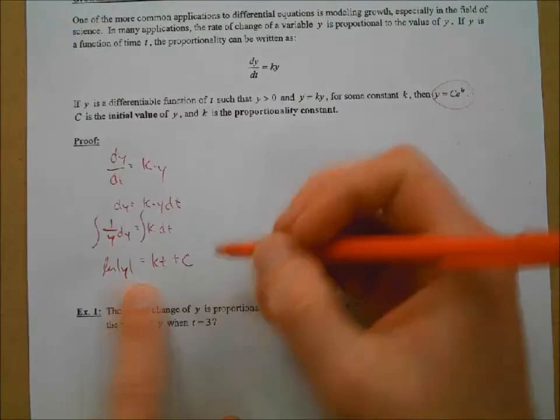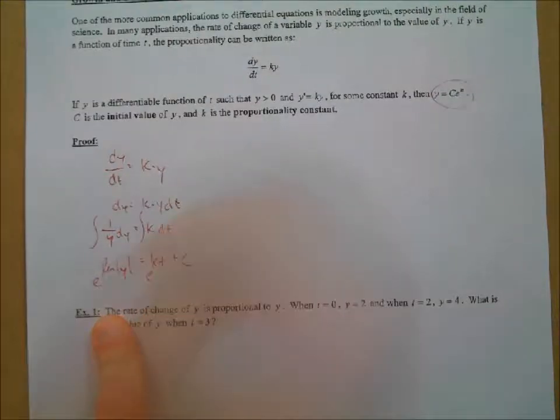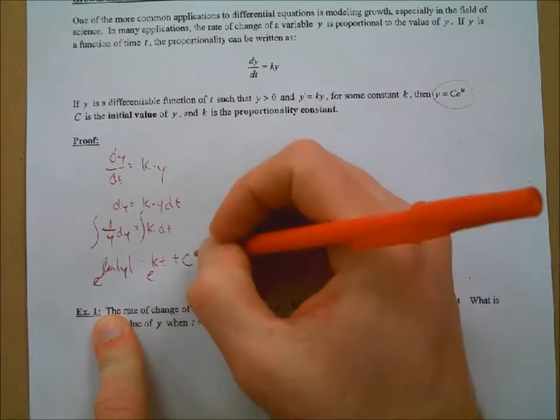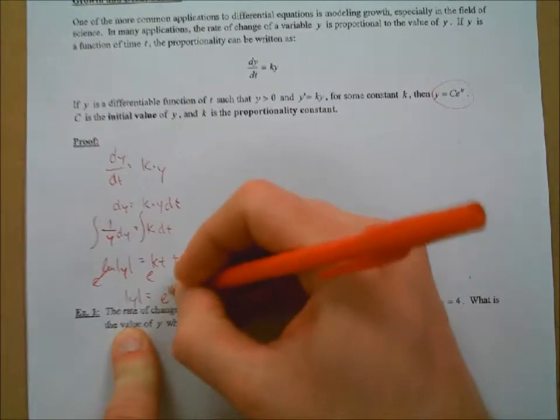To eliminate the natural log, what cancels out natural log? Yeah, e. So we'll do e to each side there. The e and the natural log cancel out. We're left with the absolute value of y equals e^(kt+C).